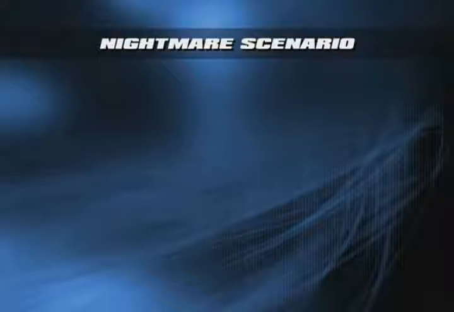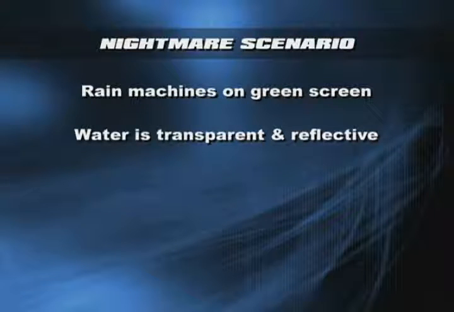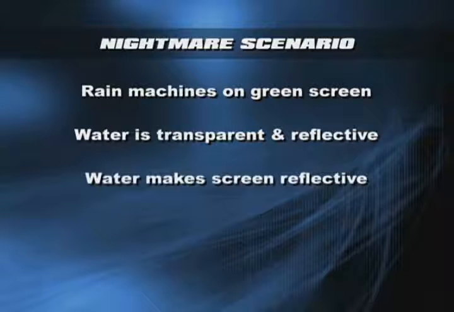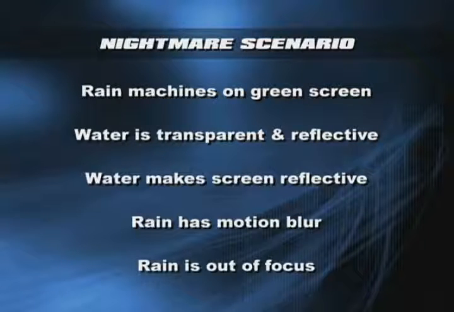So with everything we've learned about keying so far, we want to present a nightmare scenario that actually happened on a major national commercial. They brought in rain machines on a green screen. So they first of all shot water, which is both transparent and reflective, so a lot of it will disappear. The water also fell on the green screen, making it reflective and useless. Rain naturally has motion blur because it falls fast, so it would get blobby. And the rain nearest the camera, which is the only rain you can see, was out of focus. So these people made almost every mistake they could possibly make. But this kind of stuff happens every day.